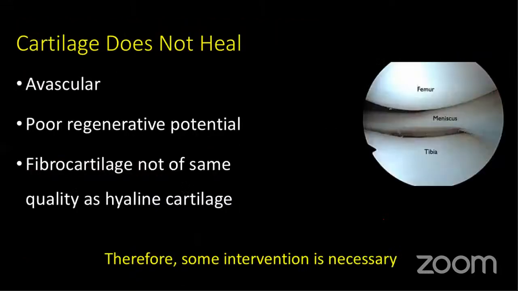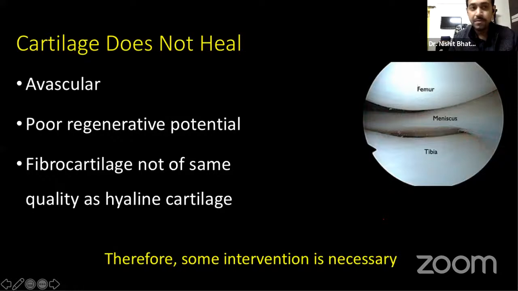The problem with cartilage is that it does not heal quite as well as any other area of the body because the cartilage is avascular. So the regenerative potential of the cartilage is very poor. Even if it does regenerate, the fibrocartilage which is formed in place of the hyaline articular cartilage is usually not of the same quality as the original hyaline cartilage. And therefore, whenever there's a cartilage defect, some sort of intervention is necessary.